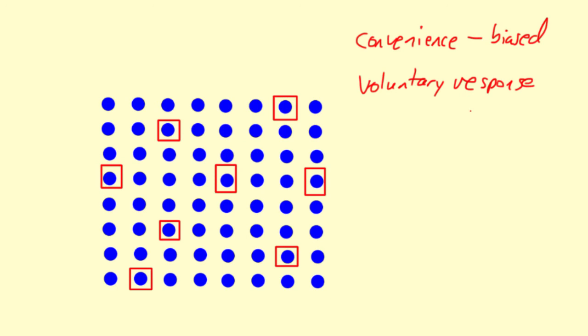So those are two types of biased surveys. And remember, to have an unbiased survey, you want to do a random sample of the population.